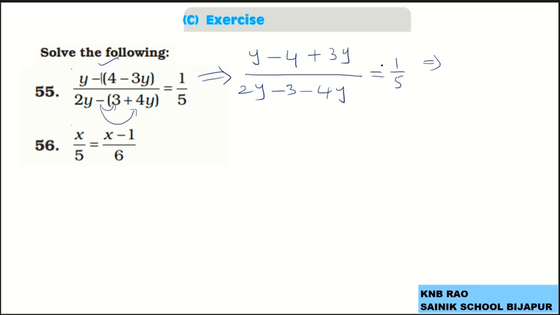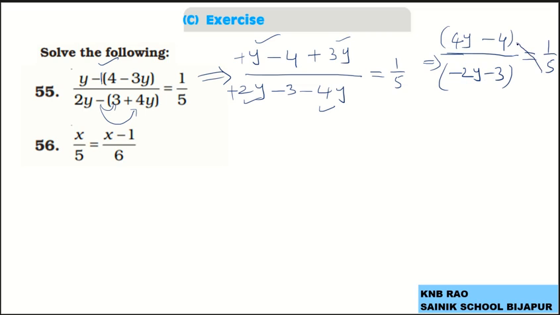After removing brackets, now simplify. y and 3y are like terms, so y plus 3y gives 4y. So 4y minus 4, a binomial, I am keeping within brackets, upon. Now 2y and minus 4y are also like terms; their difference is plus 2 minus 4, which is minus 2y, and minus 3 is the constant. Within brackets I am keeping it because it is a binomial, equals 1 upon 5.